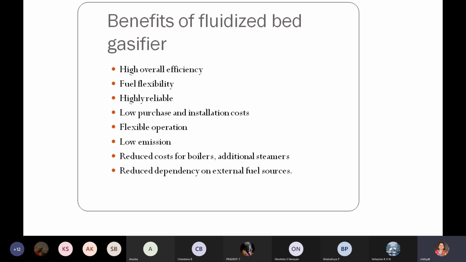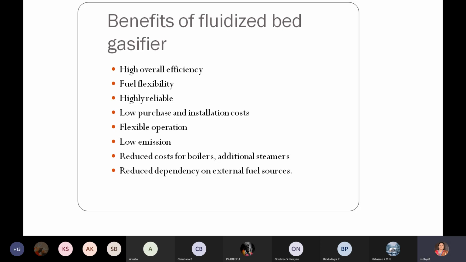Next is low purchase and installation cost. The airflow used in the gasifier is comparatively low when compared with other gasifiers, and the size of the gasifier is also small and compact. So the purchase and installation cost is also reduced.